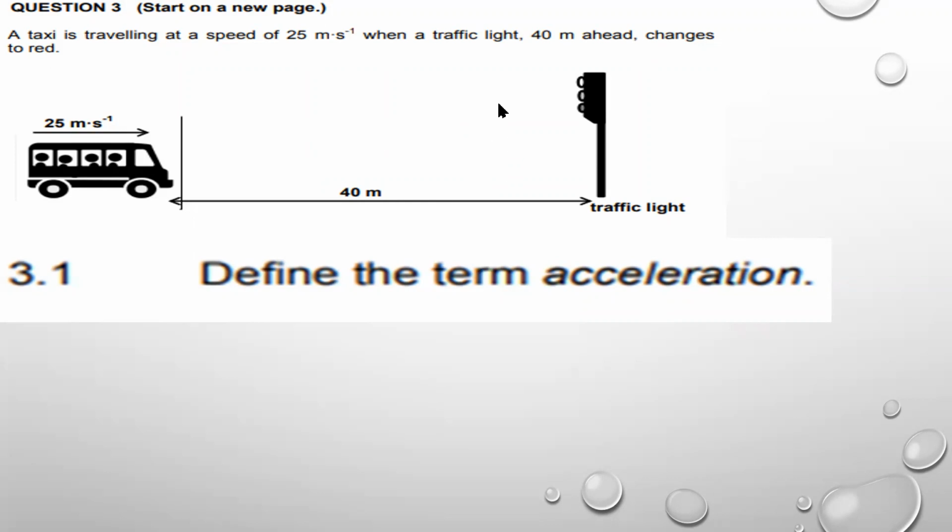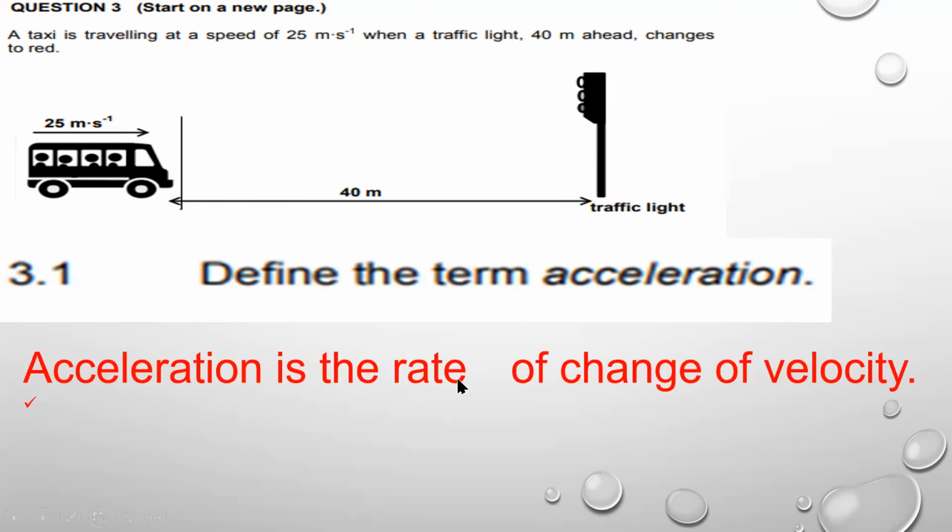Let's see what they're going to ask. First of all, we know our speed is 25 and the total distance is 40 meters. Define the term acceleration. What is acceleration? Acceleration is the rate of change of velocity.